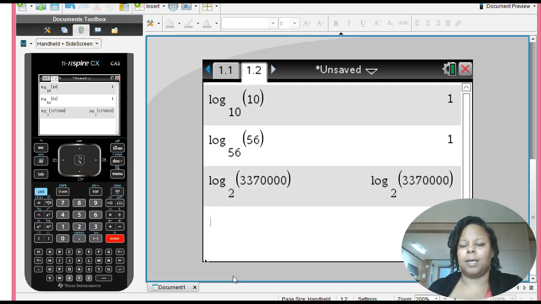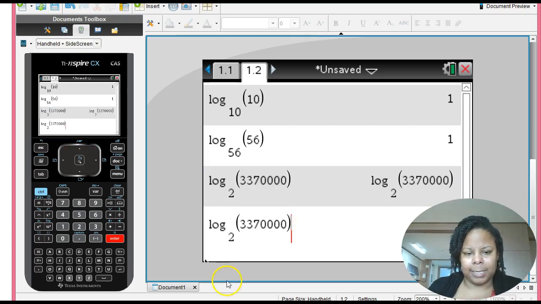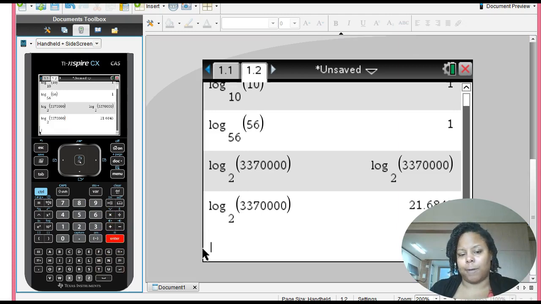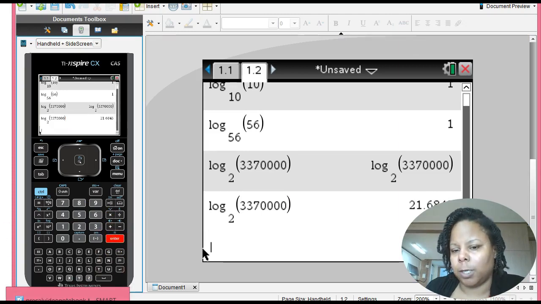Okay. Now, the calculator will give you the exact value. You won't get the approximate value this way, but to get the approximate value, instead of hitting enter, hit the control button and it will give you the approximate value, which is around 21.6.